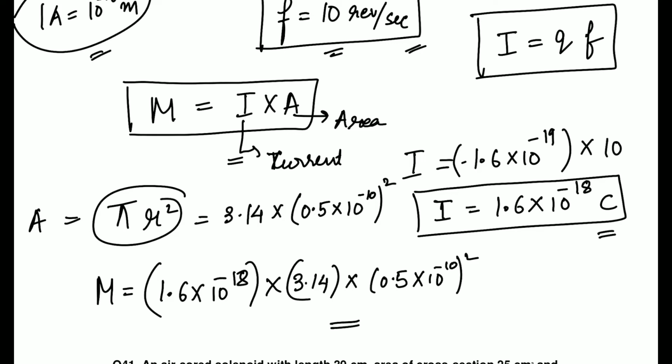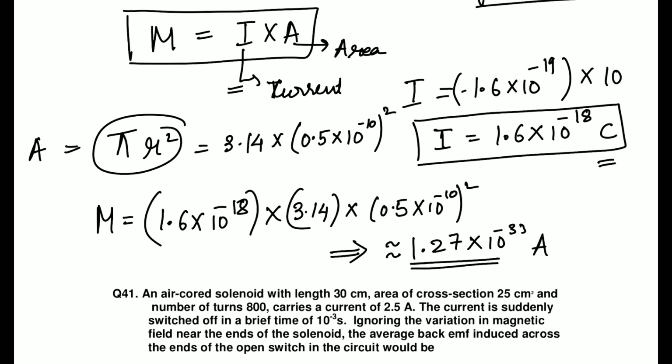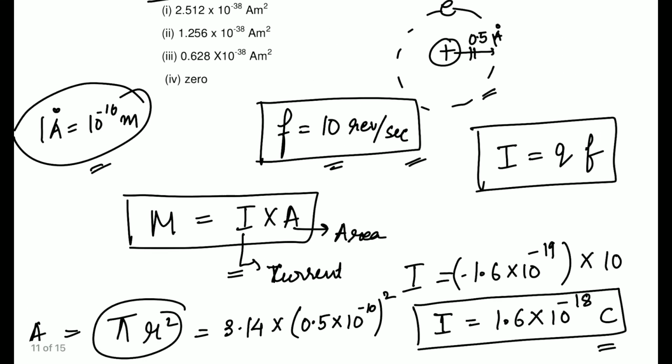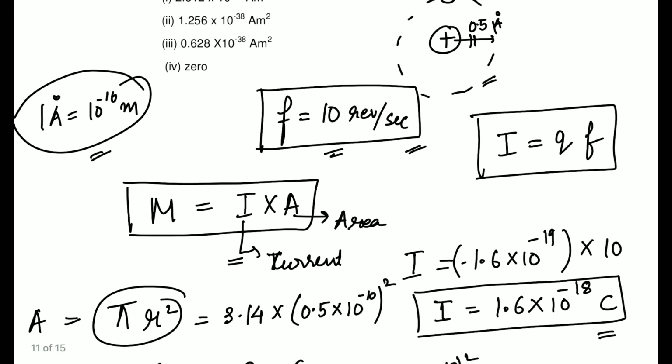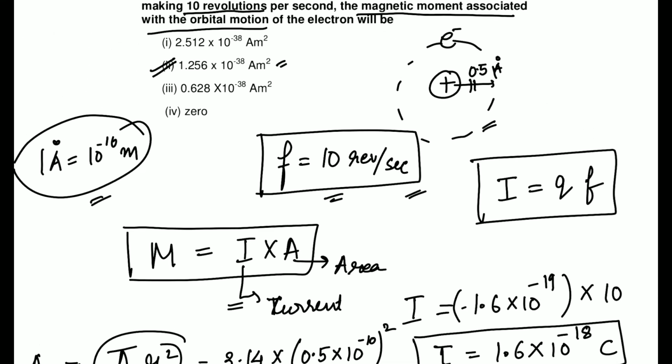So when you do the calculation, you will get a final result of approximately 1.27 into 10 to the power minus 33, right? Now this approximate value you can find out, and the unit will be ampere meter square, right? So let's see if it is there. This is an approximate value. The option closer to this one is the second one, 1.256. It is closer to our answer, right? So your answer is option number 2, that is 1.256. Yes, okay, I hope that is understandable.